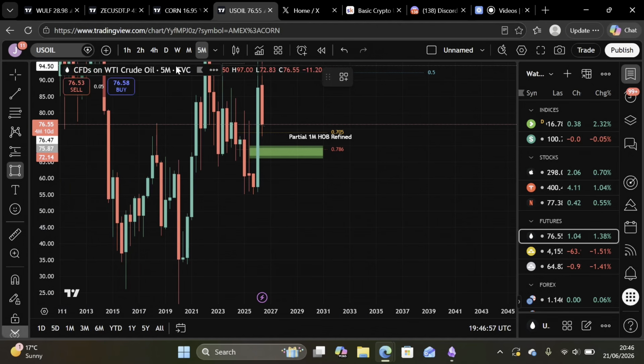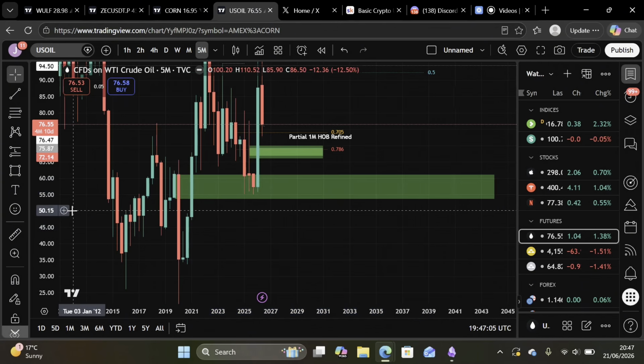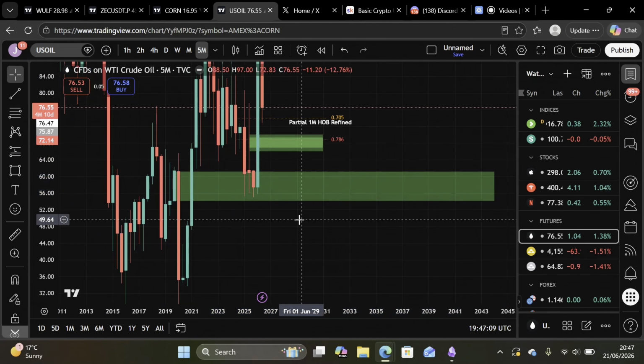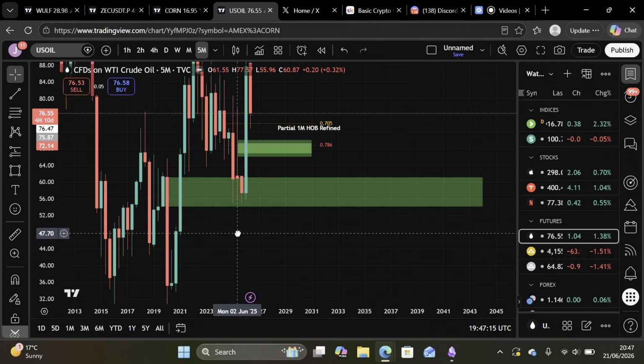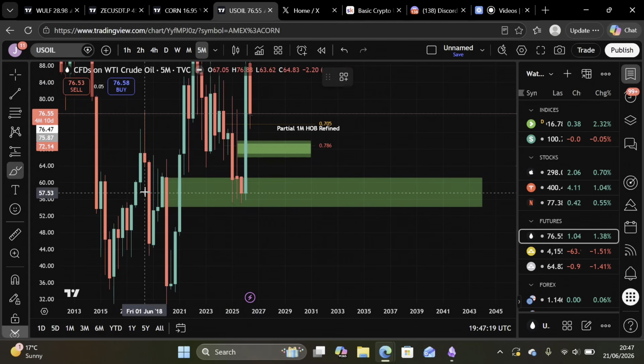Because when you are on the 5-month time frame right here, you'll notice that price perfectly reversed up from a 5-month hidden order block level right there. So you'll notice with the 5 months, it took a little while to react. When I say a little while, it took about, I think, a year and a half to react to the level.